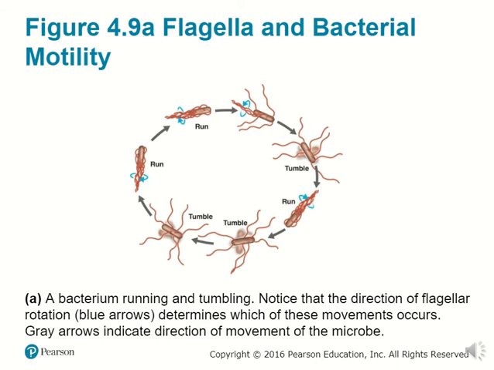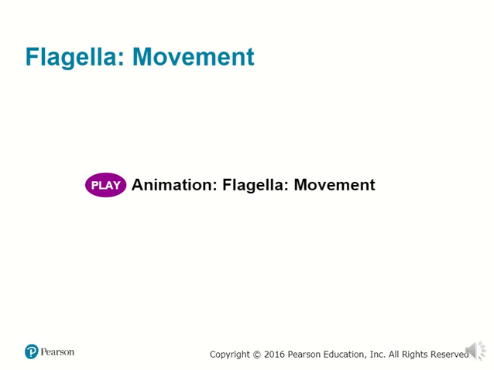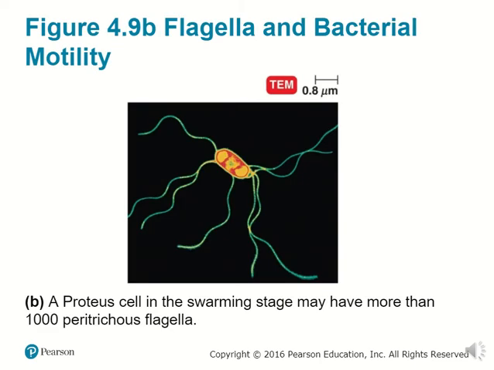Flagella and bacterial motility. Bacteria move basically through running and tumbling. Notice that the direction of flagellar rotation, the blue arrows, determines which of these movements occurs. Gray arrows indicate the direction of movement of the microbe. A Proteus cell in the swarming stage may have more than 1,000 peritrichous flagella extending outward.